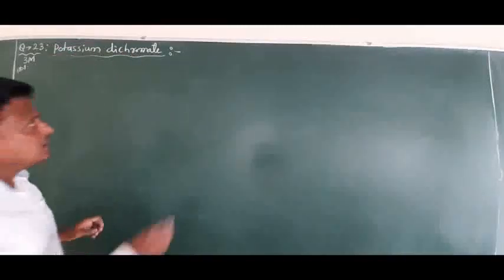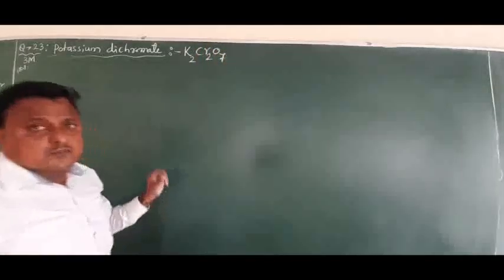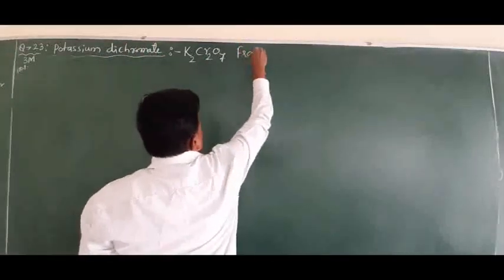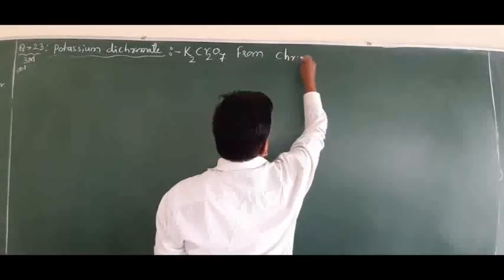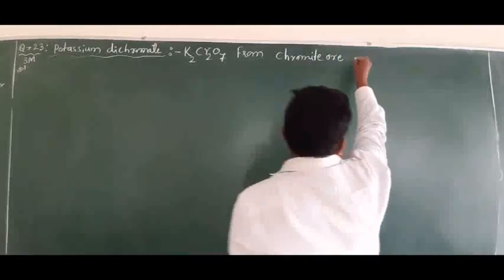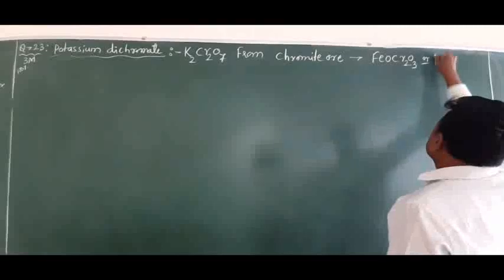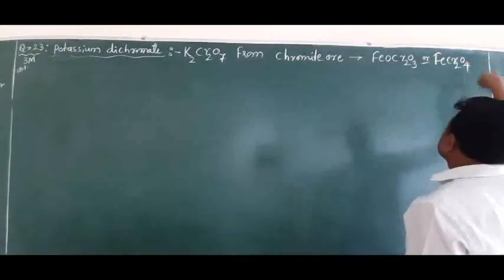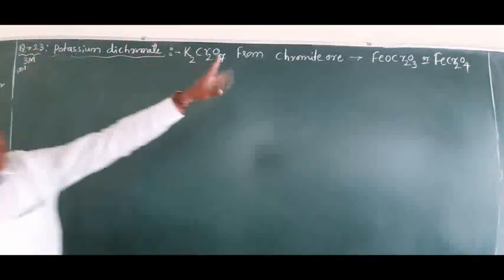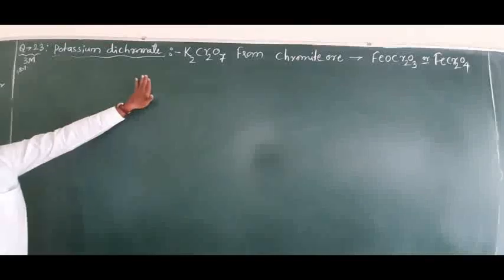This potassium dichromate, its chemical composition is K2Cr2O7. This is the formula for potassium dichromate. And this potassium dichromate is manufactured from an ore called chromite. Chromite ore, and what is the chemical composition of chromite ore? It is FeO·Cr2O3, or FeCr2O4. This is the chemical composition of your chromite ore. By using this chromite ore, today we want the preparation or manufacture of potassium dichromate.